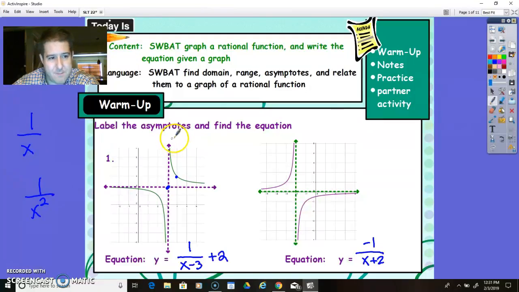So label the asymptotes. I probably should have done that first, but this asymptote right here is at x equals 3. This is y equals 2. Remember that 2 goes from right there, that 3 goes from right there. This is y equals 0, and x equals negative 2.